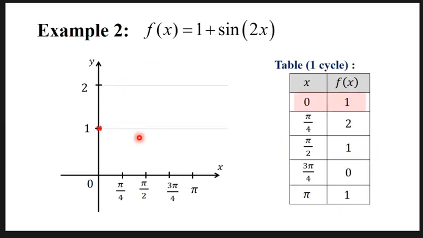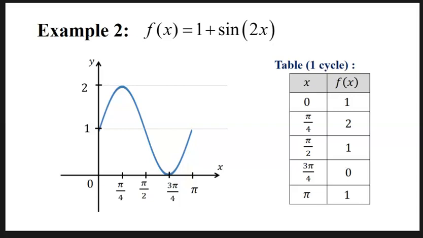The first pair, 0, 1. The second pair, pi over 4 and 2. Pi over 2, 1, 3 pi over 4, 0, pi, 1. And then we connect the graph according to the shape of sine functions. So this is the shape of the graph that we have. And by right, the plotting, we would like to erase it. And there goes the answer for the graph sketching for one cycle.